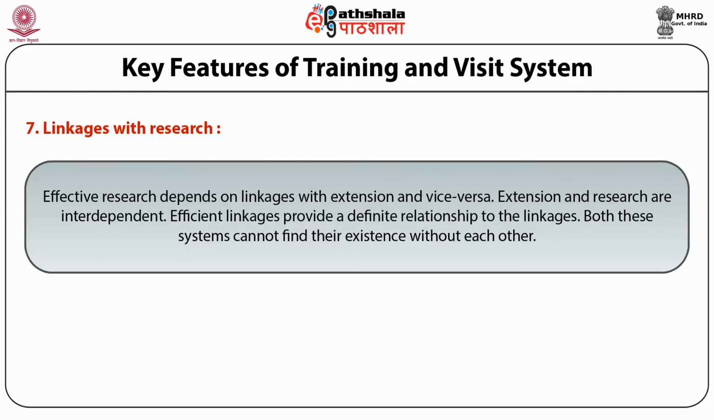Efficient linkages provide a definite relationship to the linkages. Both these systems cannot find their existence without each other. What are these? Both the systems that we are referring to, that is the research system and the extension system. Without linkage, both of them do not have any existence. So, when they come together, there we see the perfect relationship.